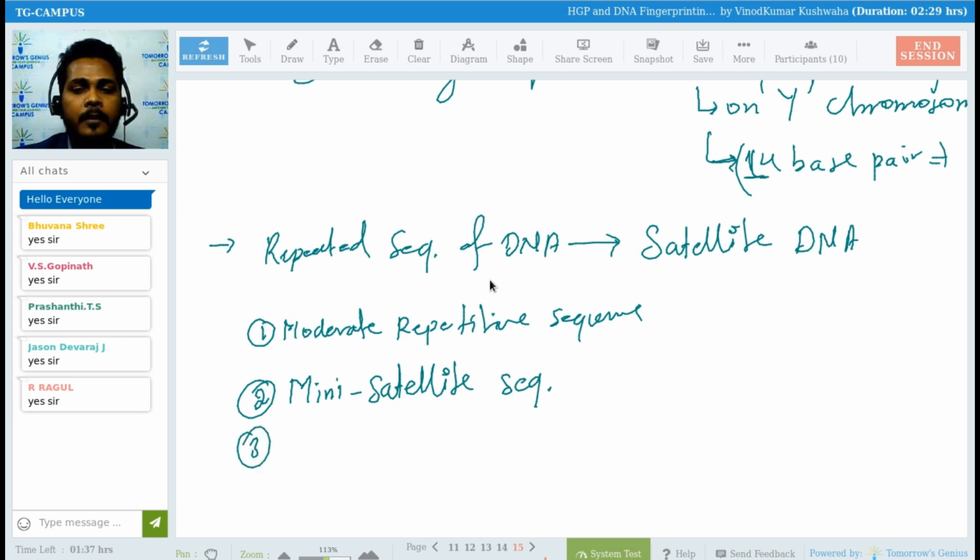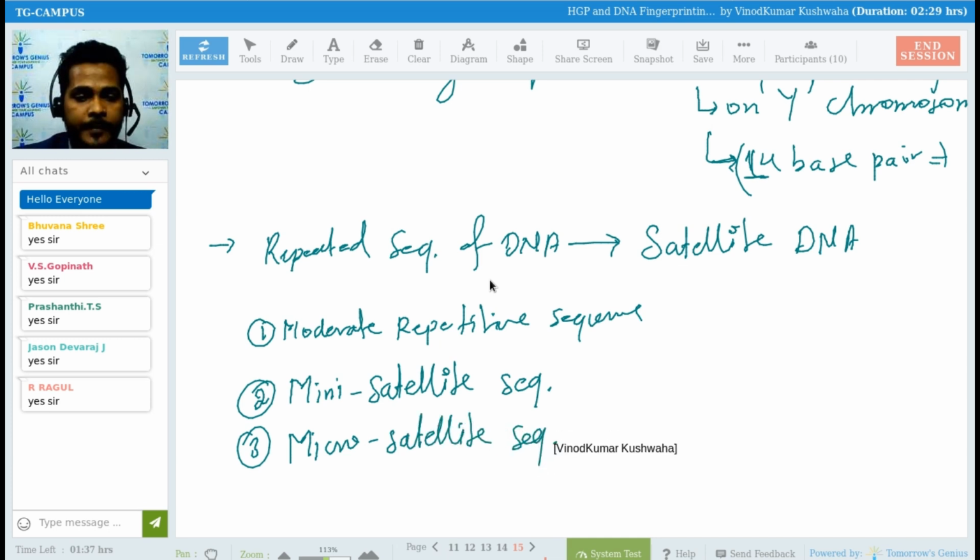Then, another one is micro satellite sequence. Yes, one more is there. Clear? So what are these different types of sequence? Very first, as I told you, the part of DNA which contains a repeated sequence. Repeated sequence means, suppose, let me draw the line. Suppose this is a particular line or particular sequence.